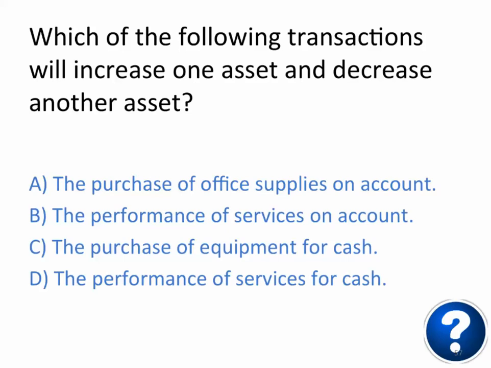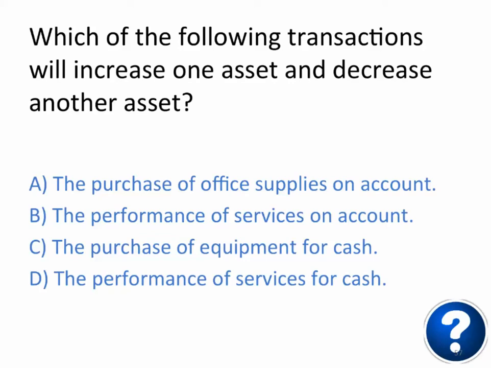Another question. Which of the following transactions will increase one asset and decrease another? So we're looking for a transaction that impacts two assets, basically. A, the purchase of office supplies on account. B, the performance of services on account. C, the purchase of equipment for cash. Or D, the performance of services for cash. Okay, so how I would tackle this, if I were doing this problem, I heard the answer, so whoever sent it over there, good job.